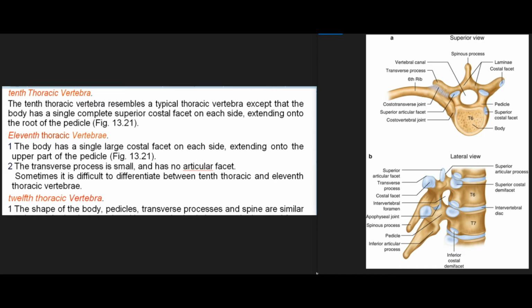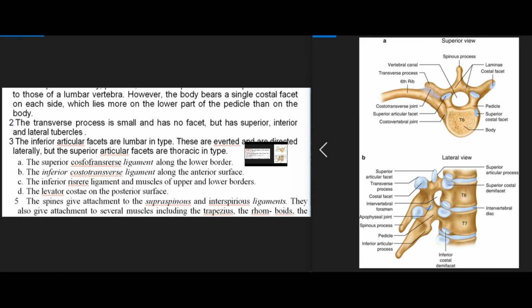12th thoracic vertebra. 1. The shape of the body, pedicles, transverse processes and spine are similar to those of a lumbar vertebra. However, the body bears a single costal facet on each side, which lies more on the lower part of the pedicle than on the body.